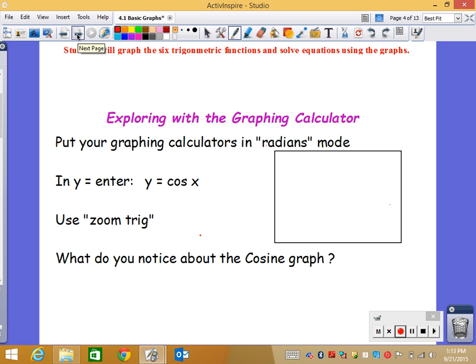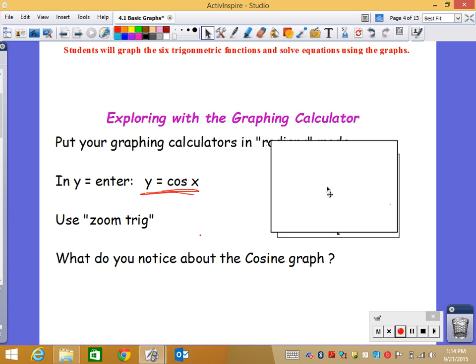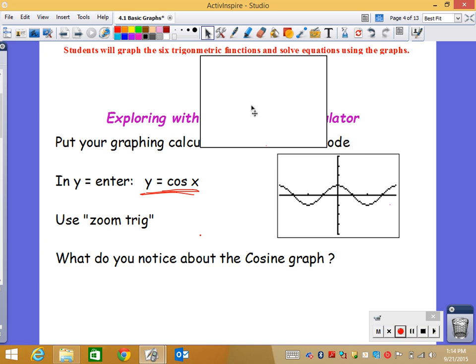So if we want to head back to our calculator, again, make sure we're in radians and plug in y equals cosine of x. When we press graph and zoom trig, we get something that looks a heck of a lot like this. Again, it's very similar to what we saw in the sine of x. However, you'll notice that it's a different starting point. We start at 1 instead of 0. But again, we follow this wave action.